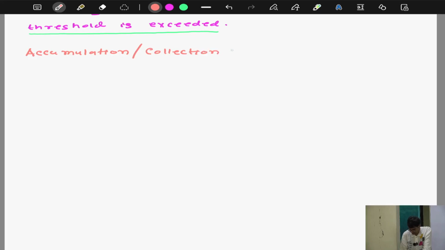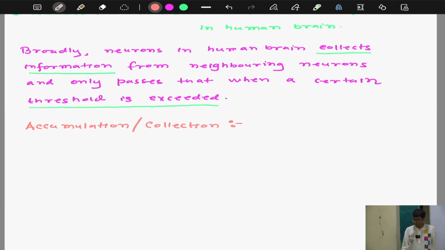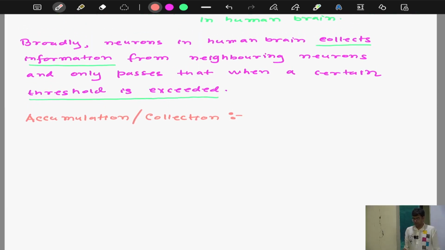Collection. Okay. So, how do you think these neurons in our brain collect information? What does accumulation mean? It means collection, but does it collect it as it is or does it combine it?